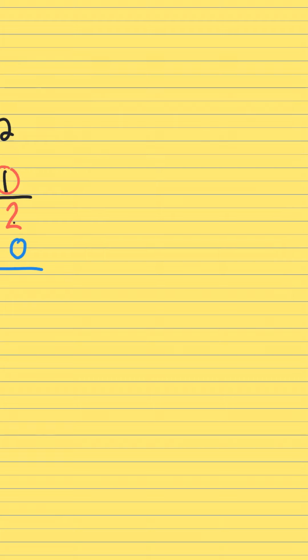So once we get down here, 2 plus 0 is going to be 2. 6 plus 4 is 10, so we're going to regroup up there. 3 plus 2 is 5, plus 1 is 6, and 7 is 0.